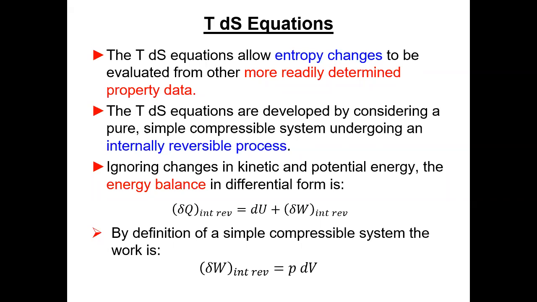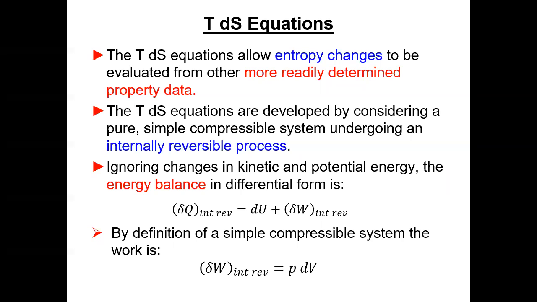Derivations, I mean, we use them in this chapter, and from here on, you'll see references in the text to the TDS relations. And so we need to have a good firm foundation on what these are. And they all wind up being in terms of properties. It's relationships amongst properties. Okay. So the TDS equations allow entropy changes to be evaluated from other more readily determined property data.